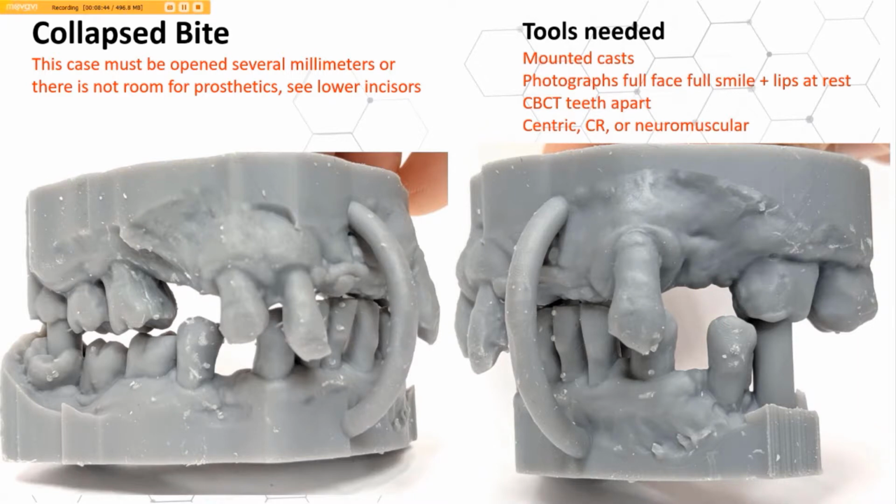But to evaluate these cases, for this case in particular, there are no centrals, so it's tough to take a Shimbashi measurement. We're going to show you another measurement in a minute called an intervestibular measurement that could help with this case. But just to evaluate these cases, we would need mounted casts, photographs of full face, full smile, and lips at rest, a CT with teeth apart, and then a bite, either centric occlusion, or CR, or neuromuscular. And at that point, we'll have mounted casts, and we can discuss the bite opening. The CT scan can help us determine bone reduction needs during the workup, but it's not always necessary to determine the vertical.